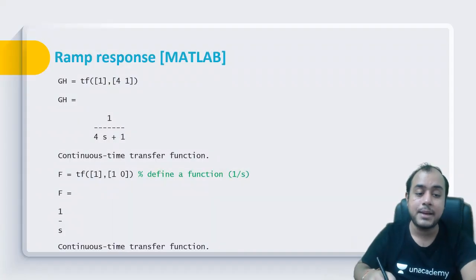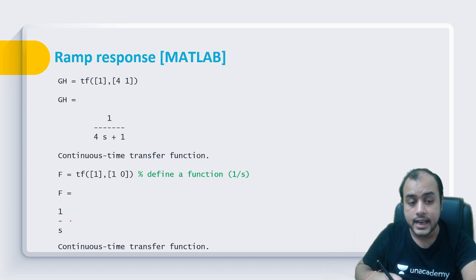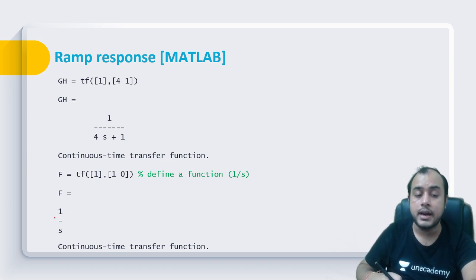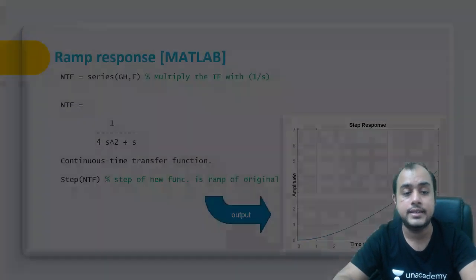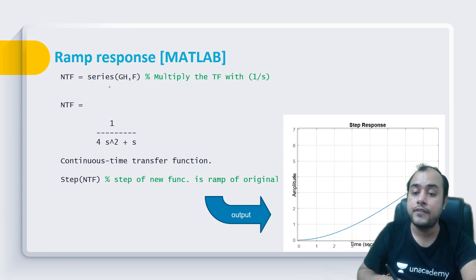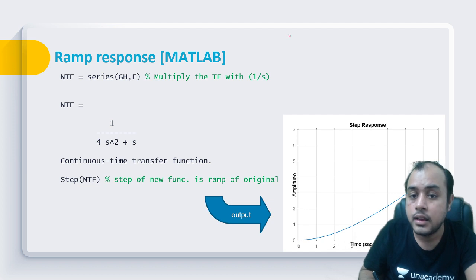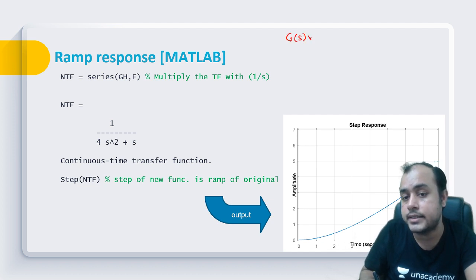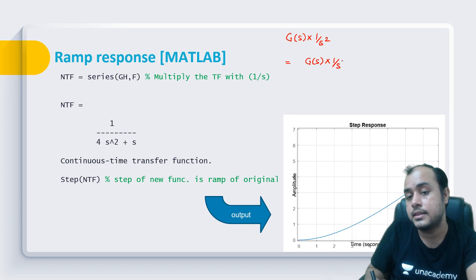Let's see in the MATLAB, the only thing that we are going to change is that we will define another function as 1 by s, and then we will connect them in cascade and we will find the step response. Why am I doing this? Let me tell you. See, what you wanted is gs into 1 by s square. So what I will say, you take gs into 1 by s and multiply by 1 by s.